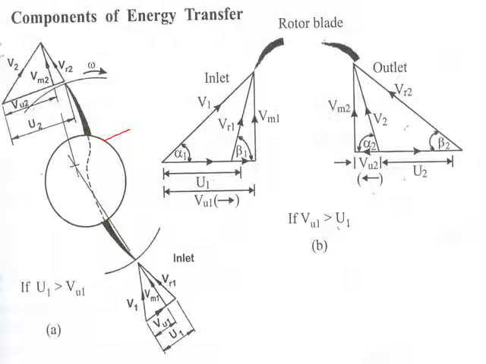Once again, the velocity triangle is constructed individually for both inlet as well as exit. Here the angle corresponding to the absolute velocity is alpha 1, and the angle corresponding to the relative velocity is beta 1. Here V2 is the absolute velocity at exit, alpha 2 is the nozzle angle at outlet, and beta 2 is the blade angle at outlet of the fluid.